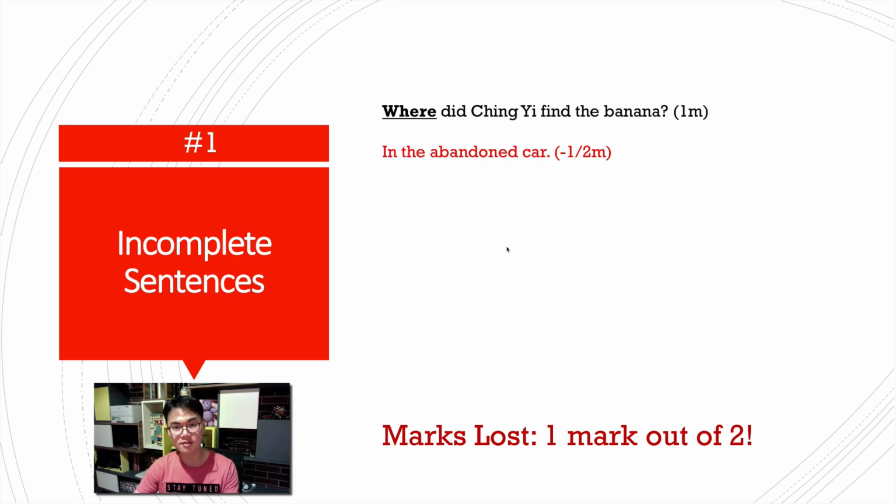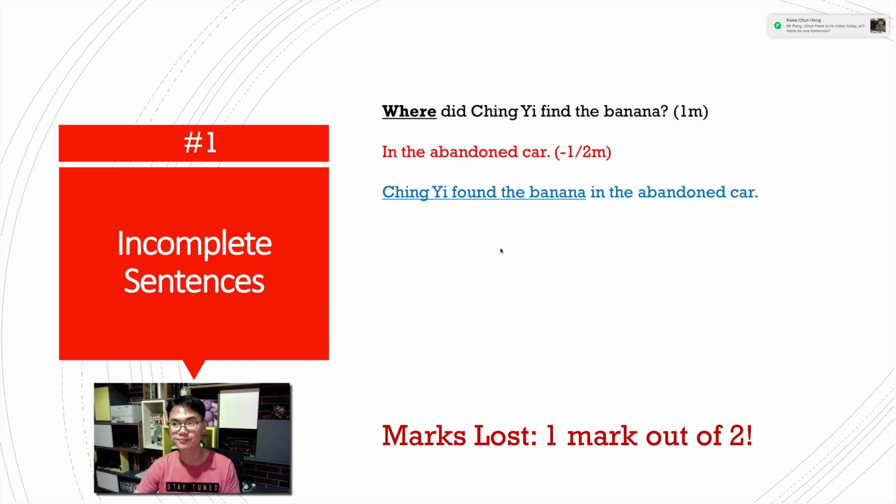Are you able to answer this question in a complete sentence? That's right. Qingyi found the banana in the abandoned car. Notice that Qingyi, the subject of this question, must appear in the answer. The action of finding the banana should also be included, right? That makes the sentence complete. I have a subject, Qingyi, a verb, found, and an object, the banana, together with the location in which the banana was found, in the abandoned car.